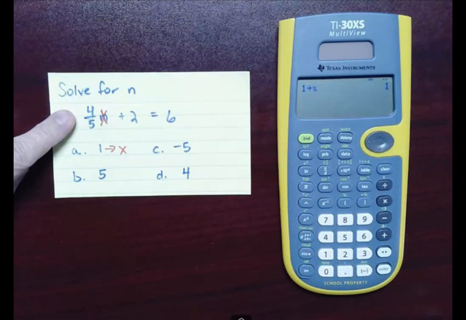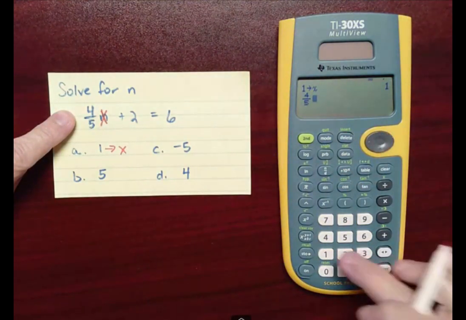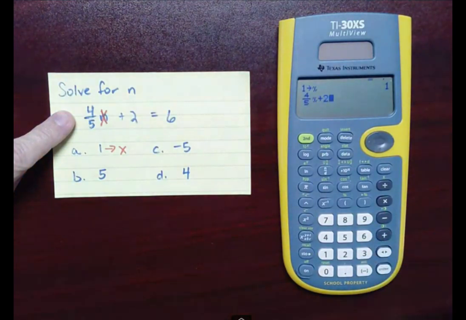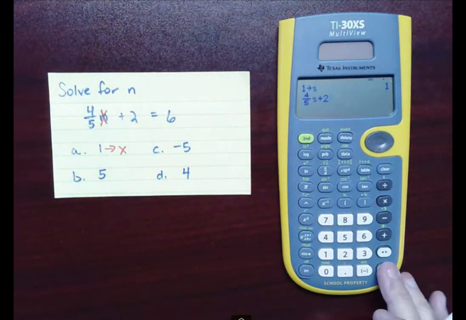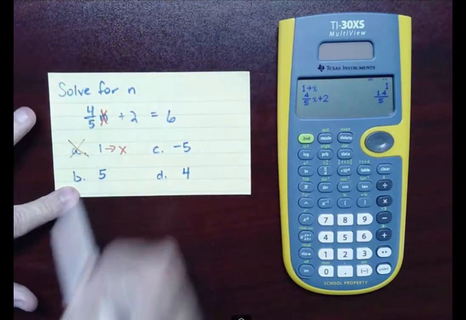Then I'm going to type in my equation. I have a fraction, so we'll hit our fraction button. 4 on top, 5 on the bottom, x plus 2. When we hit enter, if I get 6, we're done. I did not get 6. I got 14/5. That's not right.